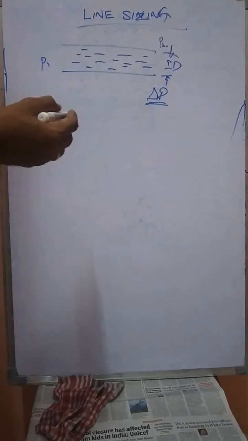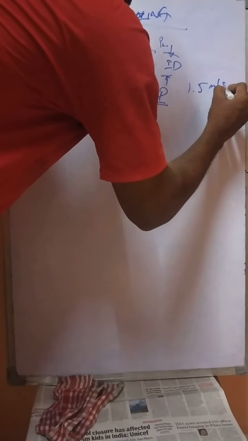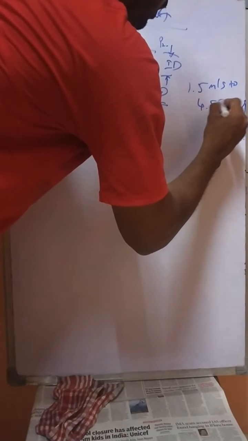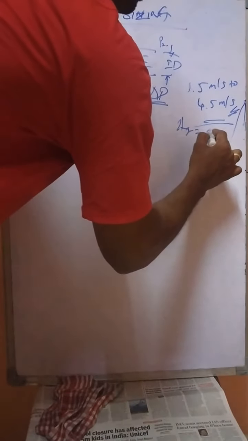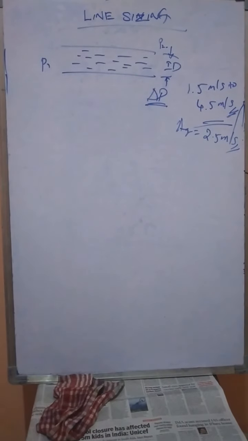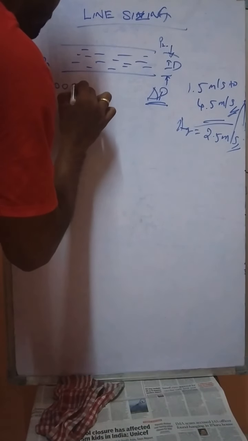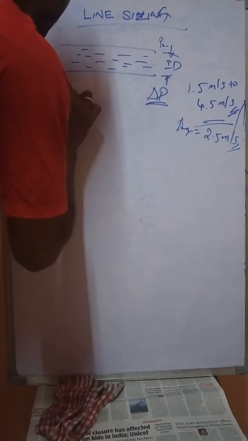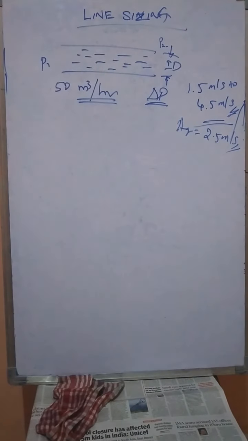And usually when a fluid is flowing through a pipeline, the velocity ranges from around 1.5 meters per second to 4.5 meters per second generally. So we can take an average of 2.5 meters per second in this case for an example. So consider the water is flowing at a flow rate of 50 meter cube per hour. Okay, so this is the case.